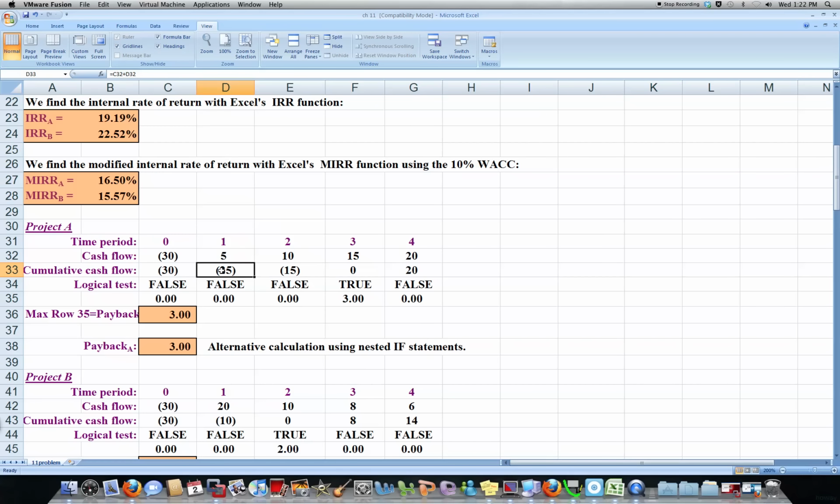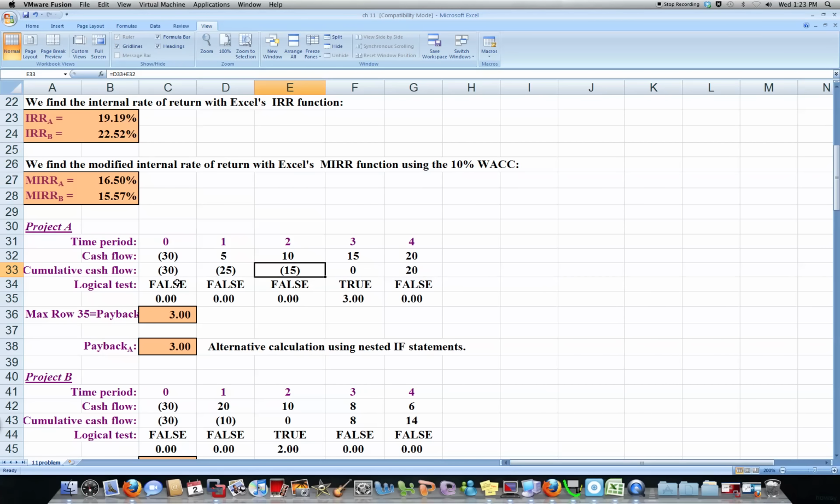How we find our cumulative cash flow is we take the cumulative cash flow from the previous year, added to the cash inflow for that period. So in this case, it's D33 equals D32 plus E33. That gives you your cumulative cash flow. That's how much we still owe from when we started with our costs.